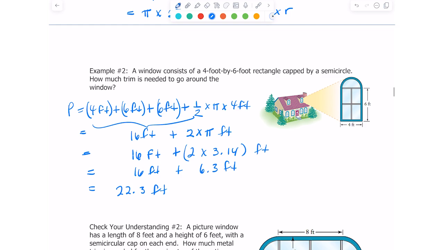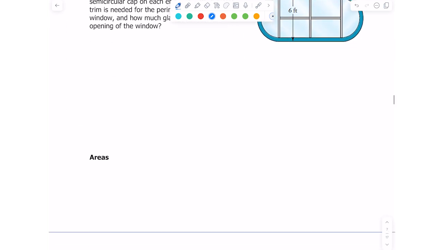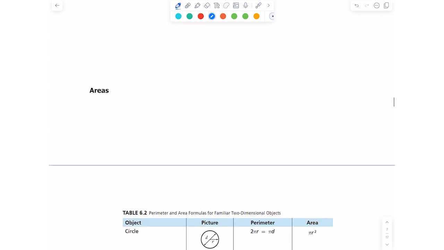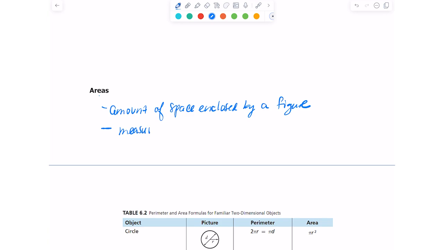For the check your understandings, you can pause the video and try them on your own. If you have any questions, feel free to reach out. Here's a table that has perimeter and also area. So area is the amount of space enclosed by a figure. We know area is measured in square units. We talked about that in prior videos.